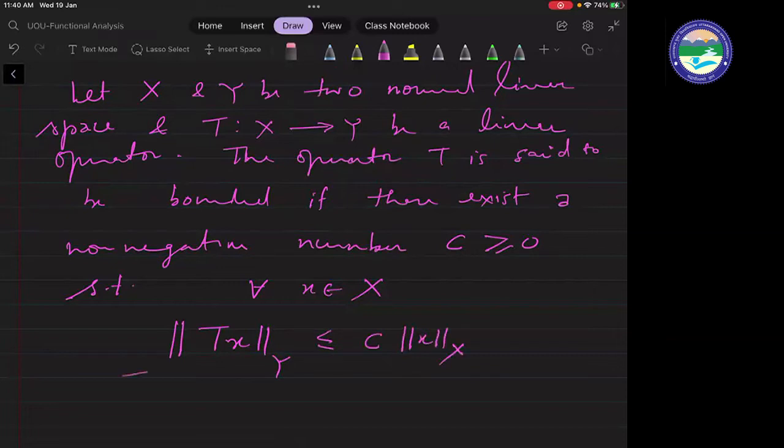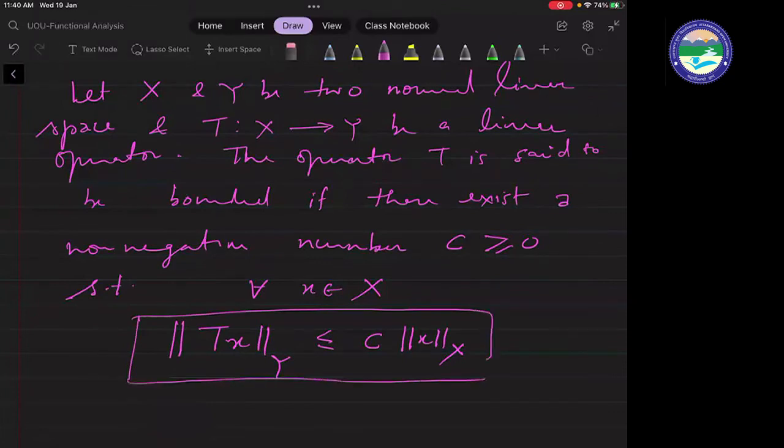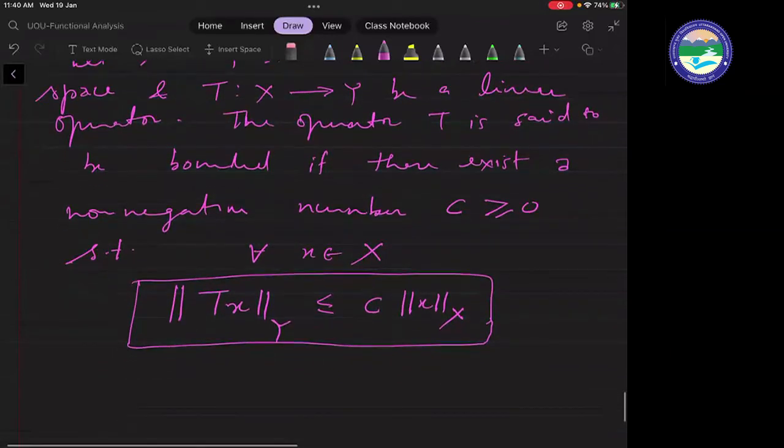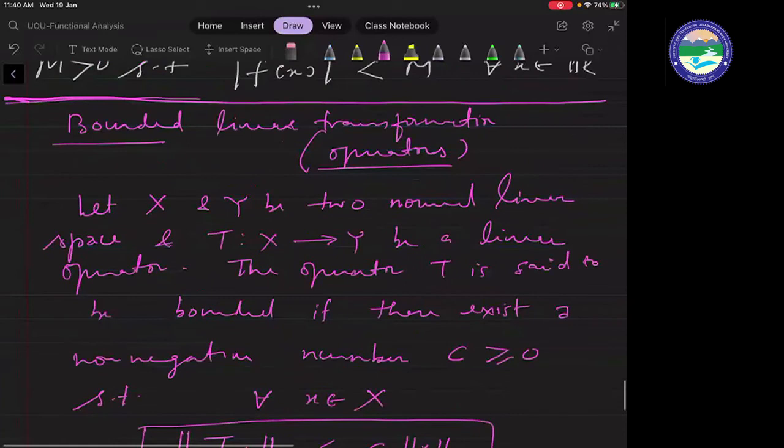See, जो ये left वाला part है, यहाँ पर जो norm है, वो Y के साथ norm है, because you know Tx, this vector lies in the normed space Y, and x lies in the vector space X. So if T satisfies this inequality, then we say T is bounded. अब यहाँ पर देखिए आप, difference है दोनों में, function का boundedness कहने में और linear transformation का boundedness कहने में.